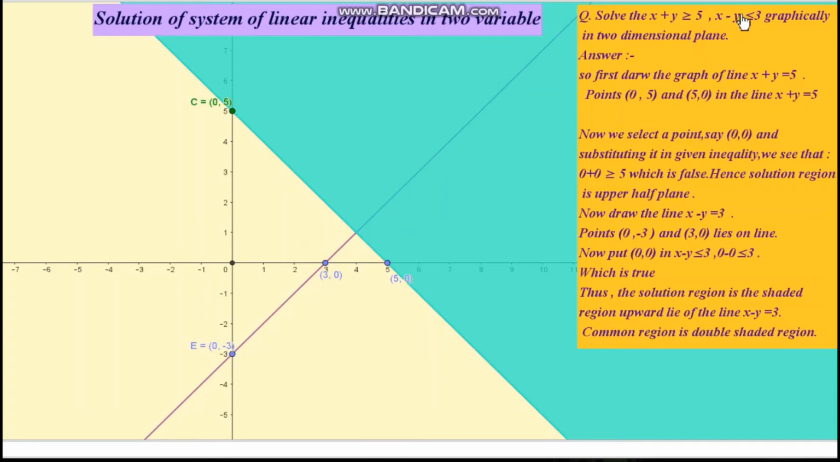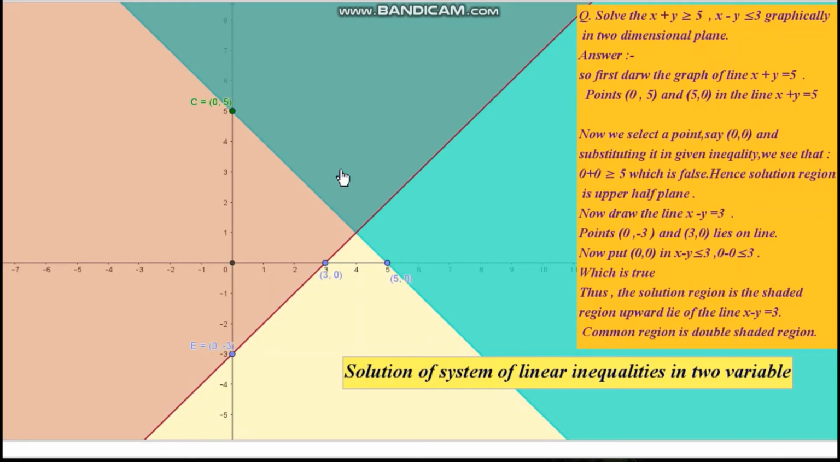And for the solution region, we put (0, 0) in the line x minus y equal to 3. So it becomes 0 minus 0 less than or equal to 3, which is true. Hence the solution region is upward, including the line x minus y equal to 3. And the common solution region is the solution of the system of linear inequalities x plus y greater than or equal to 5 and x minus y less than or equal to 3.